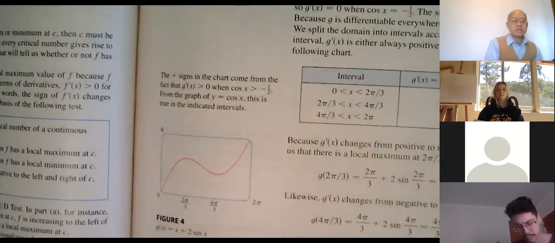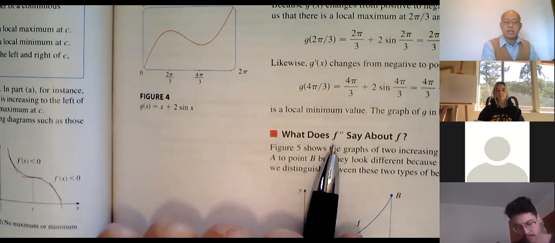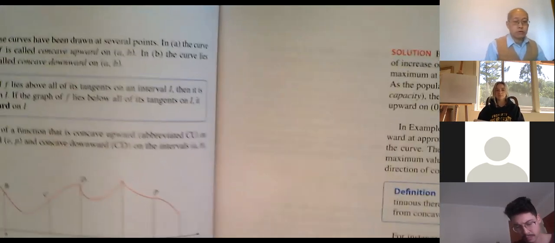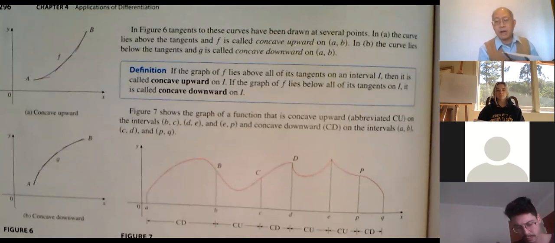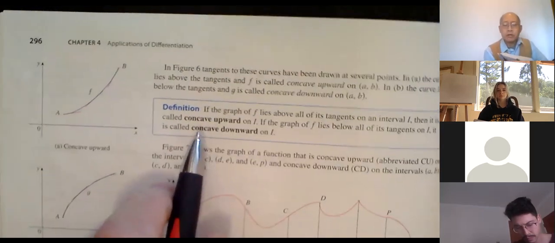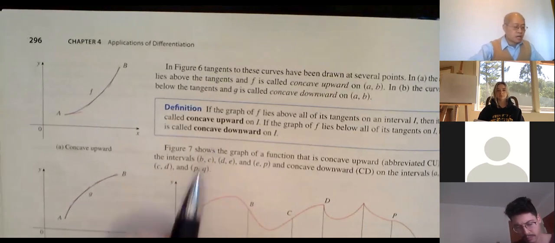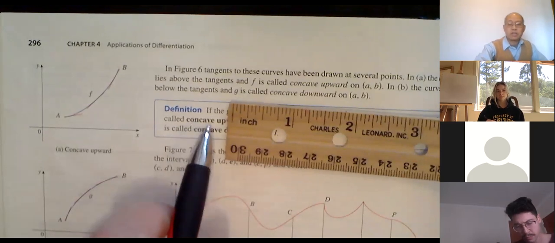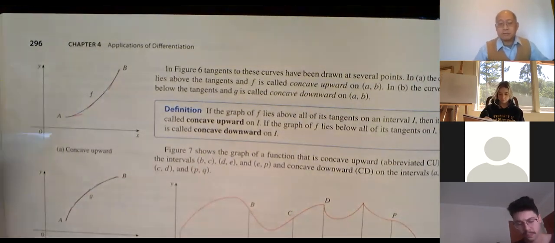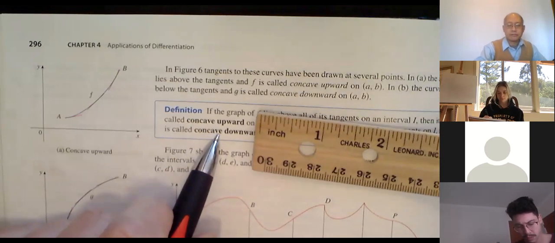Okay, as you might guess, since we talked about first derivative, we're going to talk about second derivative. What does f double prime say about a function? New vocabulary. Unless you've had a calculus background, you've never heard of this before. Page 296. Concave upward, concave downward. I will normally just say concave up and concave down. Save on a syllable, right? Instead of concave upward, I'll normally just say concave up, concave down.